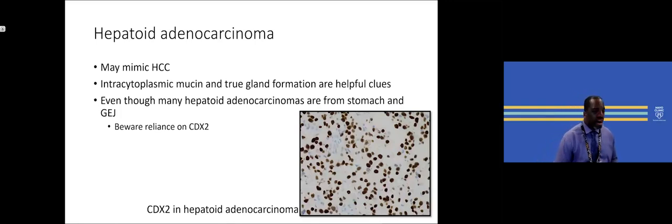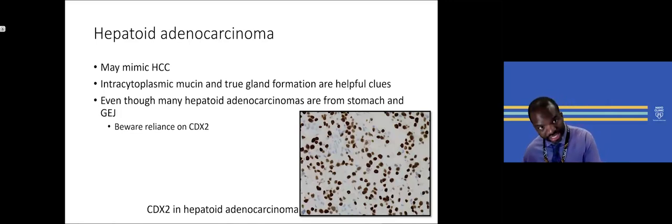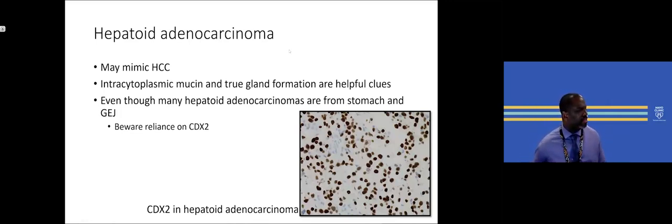Hepatoid adenocarcinomas are uncommon. They're not very common. I should clarify by saying they presented as metastases. There are other things that present much more commonly than these, but they may mimic HCC, but the finding of intracytoplasmic mucin and true gland formation are very helpful clues. The majority of them are going to be from the stomach and the GE junction, although you can see them as primary lesions in the lung as well. And maybe I'm biased in thinking that the majority are from the stomach and the GE junction. My pulmonary colleagues might think differently about that.